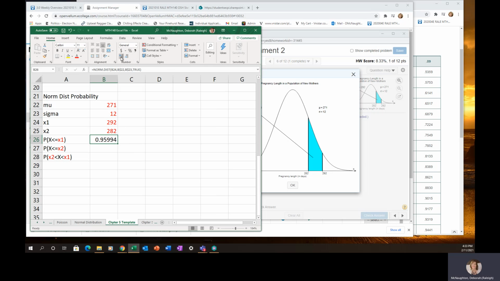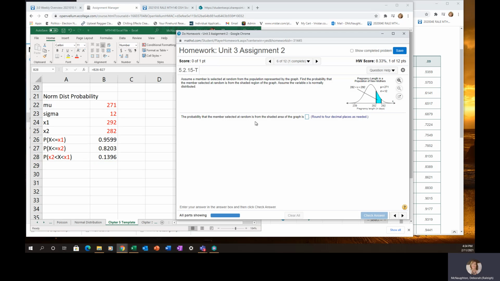Let's make this to 4 decimal places. Then I'm just going to copy this formula down. The probability X is less than 282 is 0.82. And to get the probability that it's in between, it's equals, and it's the difference: 0.1396.